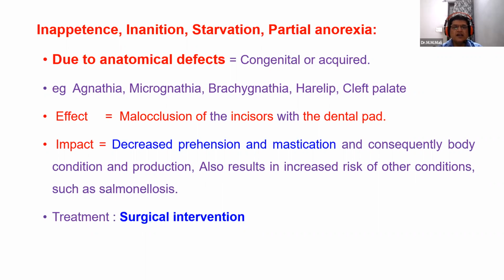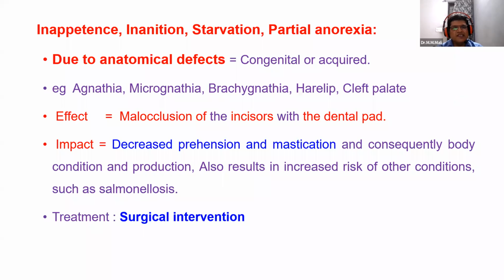Among these, eruption of tooth is also included, and the overall effect of these conditions is a malocclusion of the incisor with the dental pad, and that decreases the prehension and mastication ability of the animal, and consequently the body condition and production decrease. This condition also results in increased risk of other conditions such as salmonellosis or other bacterial or viral infections due to the reduced or impaired immune system of the animal.